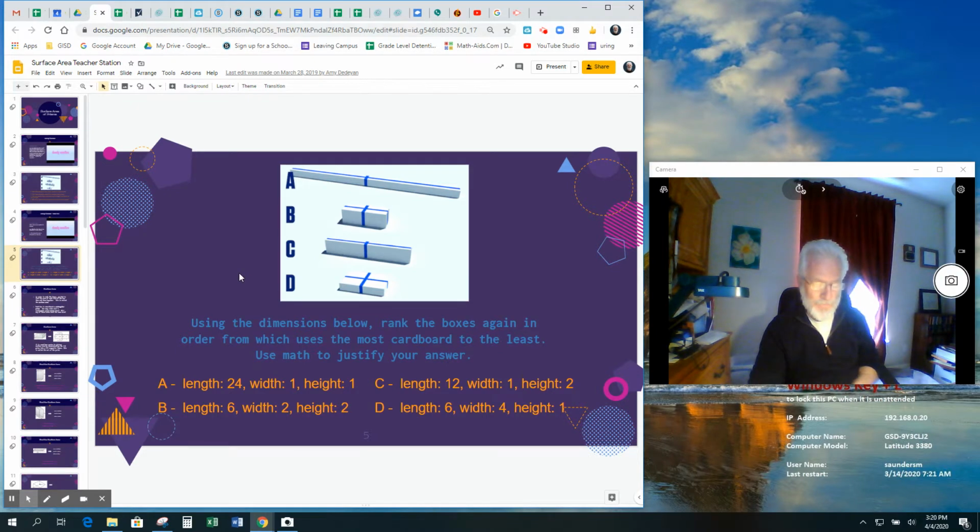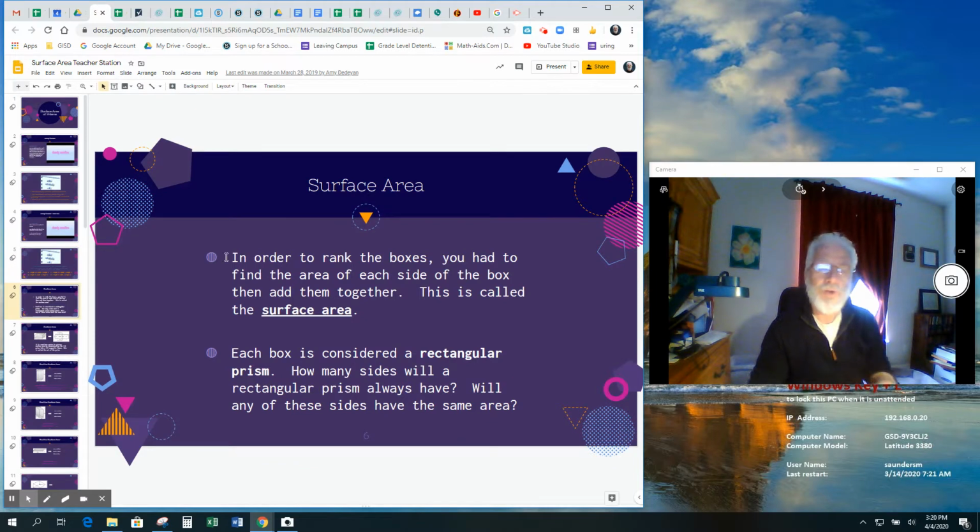So let's go ahead and figure out what you're calculating here. You're calculating the surface area of the cardboard. In order to rank the boxes, you had to find the area for each side of the box and then add them all together. This is what surface area is.